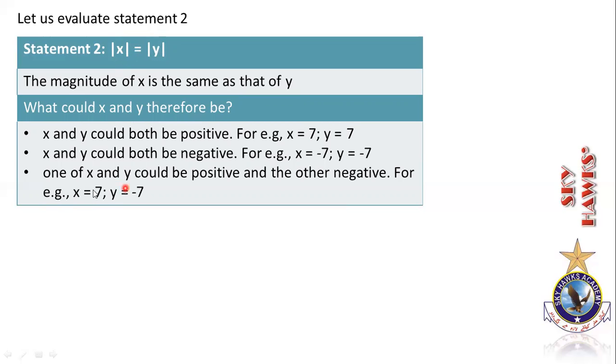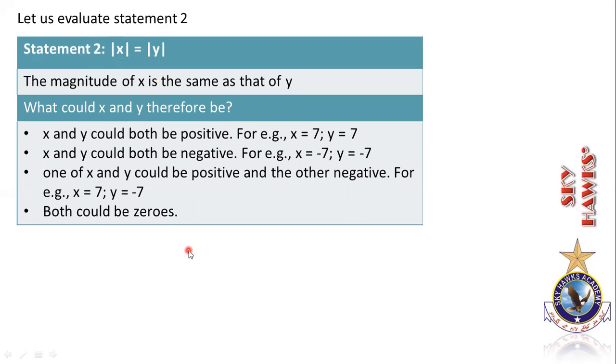So here we can say this is the 7 magnitude plus 7, and this magnitude is 7, but it's a negative. Direction may be opposite, but magnitudes are the same. 7 and 7. Minus 7 and plus 7. These are equal because their magnitudes are equal, although the direction or the sign is negative. So this possibility will make this true.